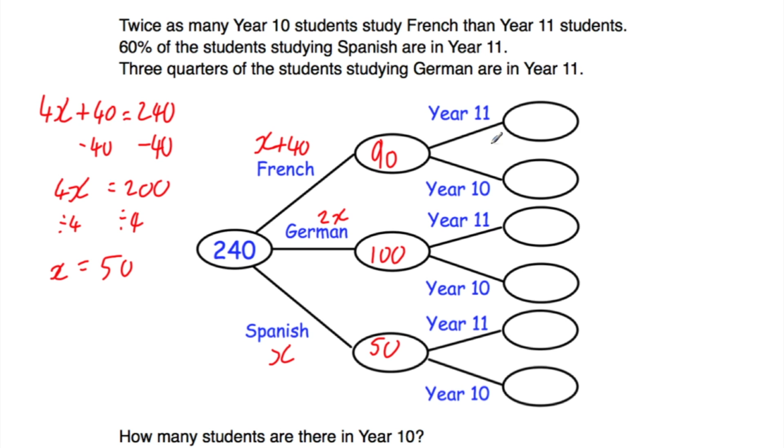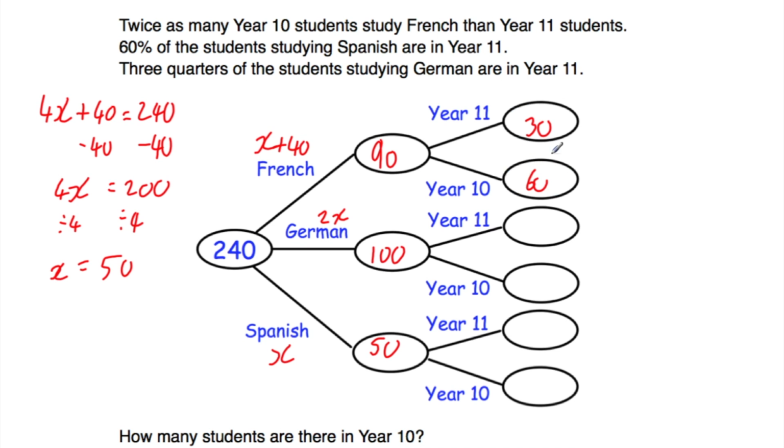Okay, now let's have a look at our next lot of sentences. We're told that twice as many year 10 students study French than year 11 students. So we're looking for two numbers that add together to be 90, where one's twice as big as the other. That's going to be 60 for the year 10 students and 30 for the year 11 students. Or you could have treated it as x and 2x, which add together to be 3x, and solve it, and you'd get 30 and 60 for the number of year 11 students and year 10 students.